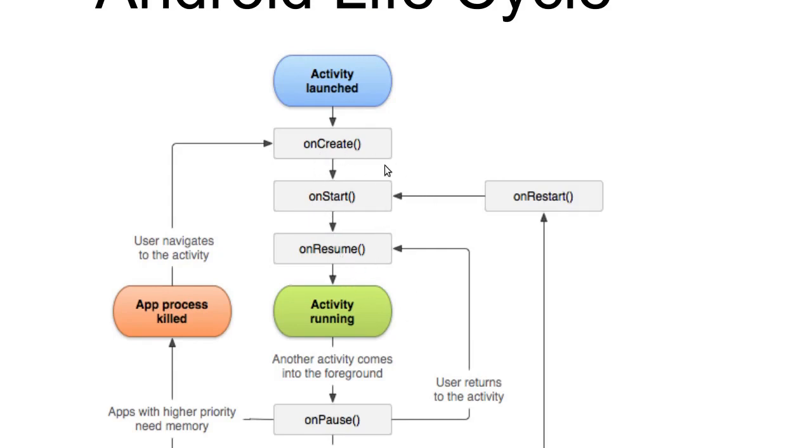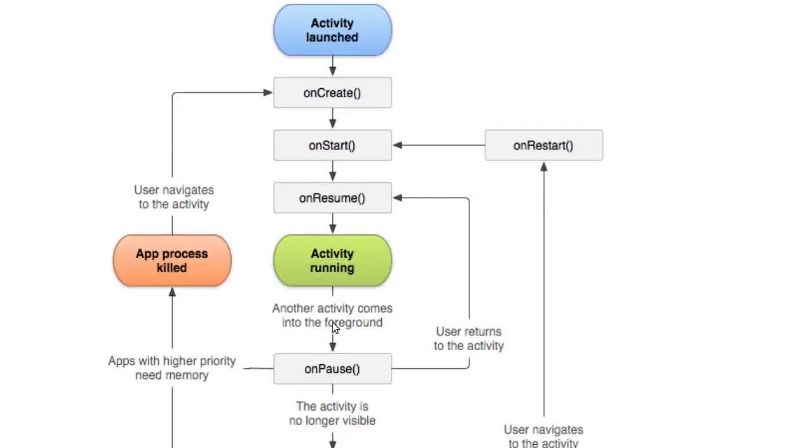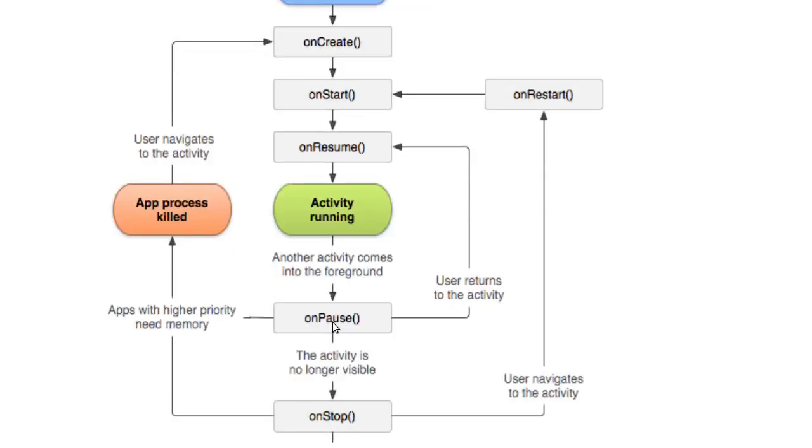The first method is the onCreate method. As soon as the activity launches, it will call onCreate, then onStart, and then onResume. When onResume is called, the activity appears to the user and is running. And if some other activity comes into the foreground, then the onPause method comes into the picture, so onPause would be called.